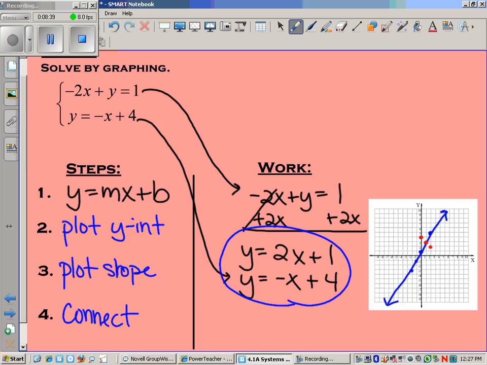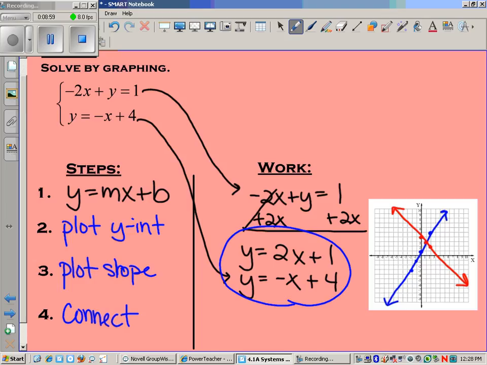My slope is negative, so if I were driving a car on this, my car should be going downhill. If it's not, you did something wrong, so make sure your car is going downhill because it's a negative slope. I'm going to go ahead and connect my dots. So now I have my system of equations graphed.